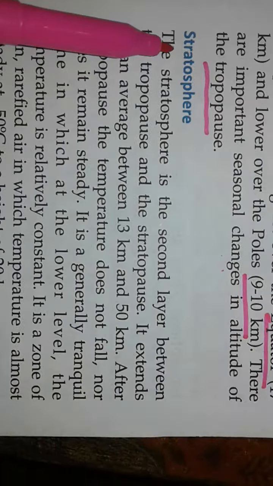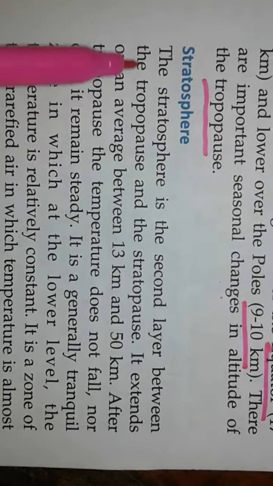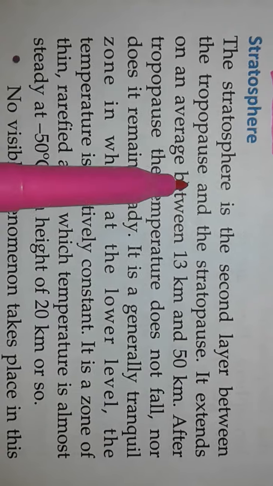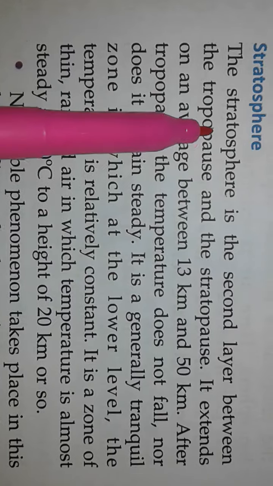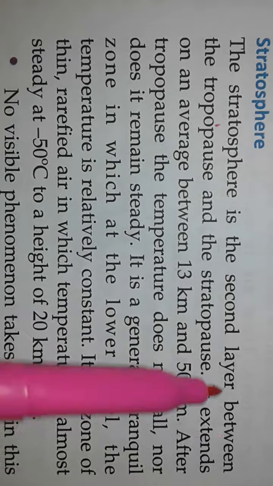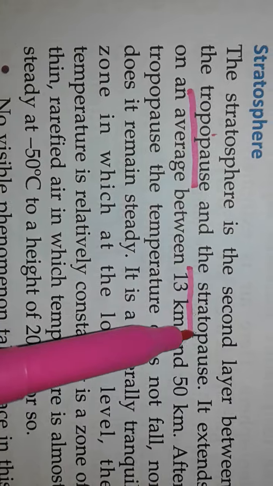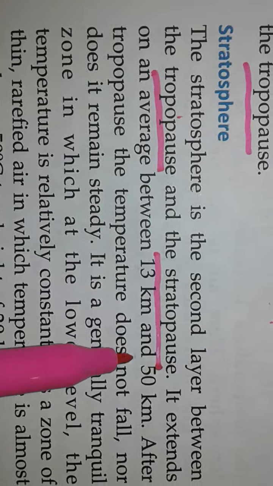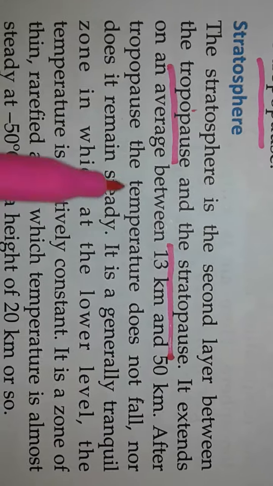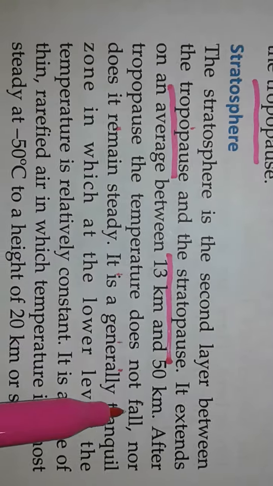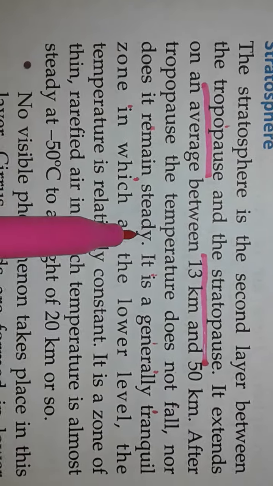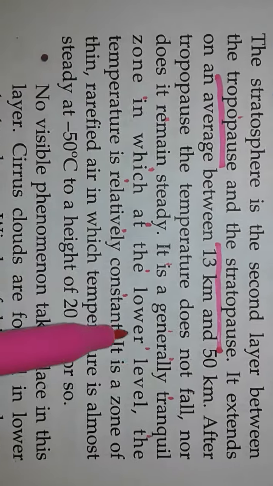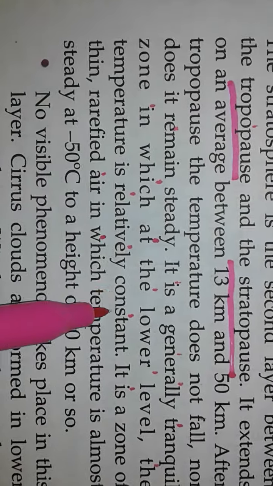Now we will come to study about the stratosphere. Stratosphere. The stratosphere is the second layer between the tropopause and the stratopause. It extends on an average between 13 km and 50 km. After tropopause, the temperature does not fall, nor does it remain steady. It is a generally tranquil zone in which at the lower level the temperature is relatively constant.